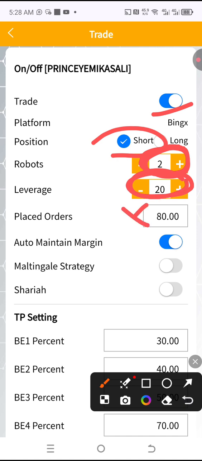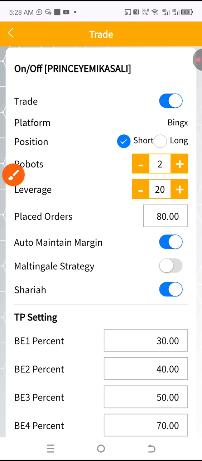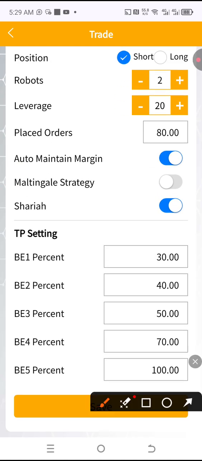Then place order is where you want to check, and we'll come to this later. Let's put on this Sharia. In the previous settings we didn't put this on, but in this setting we'll be putting it on. What it simply means is it will only be trading stable coins that will not give you a heart attack when it comes to floating loss. You'll not be seeing a huge percentage in floating loss, which means you're not expecting a huge loss if there is a loss.